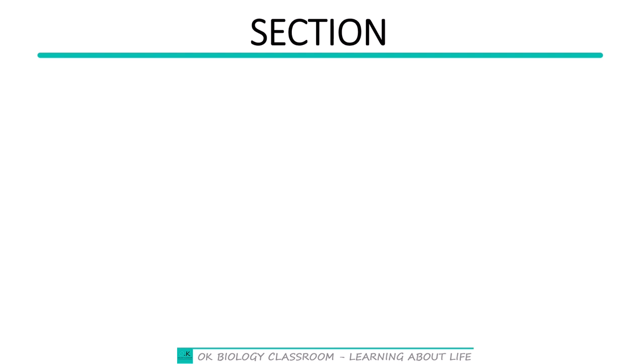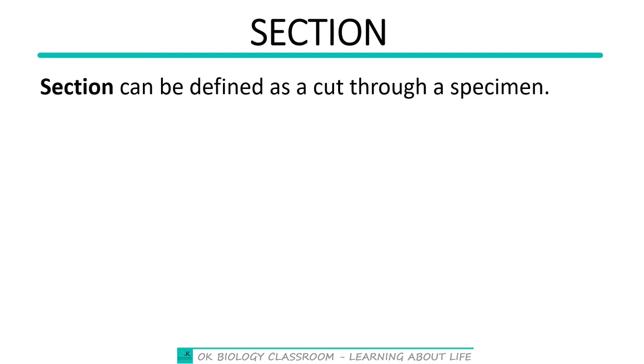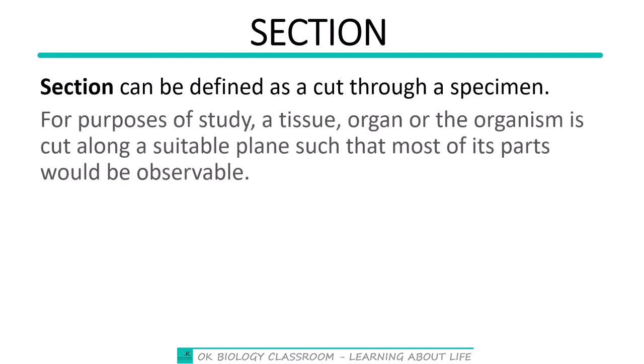Now, what is section? Section can be defined as a cut through a specimen. And why is section so important? For purposes of study, a tissue, organ, or the organism is cut along a suitable plane such that most of its body parts would be observable. Just like in the case of body orientation, we learned that you position the organism such that most of its body parts would be in view. Same here. You are going to cut the organism or the body parts of the organism, but it should be done such that most of its body parts can be seen and clearly examined.